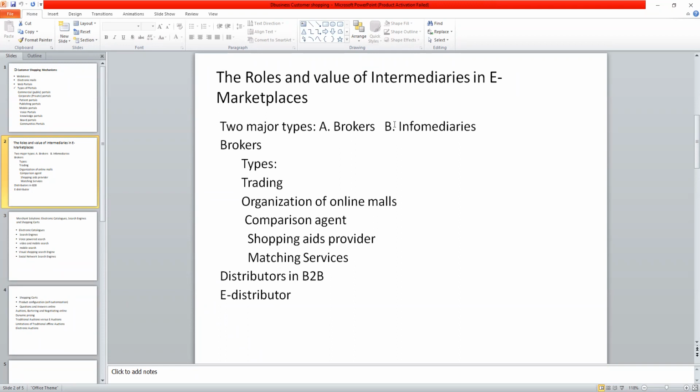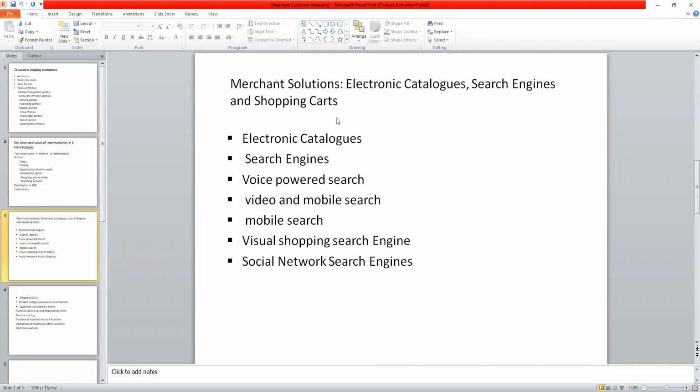The channel intermediaries also include wholesalers, who buy the product from the manufacturer and resell it to the retailers. So here we say that there are distributors. Now coming to the next part, merchant solutions, that is electronic catalog, search engines, and shopping carts.